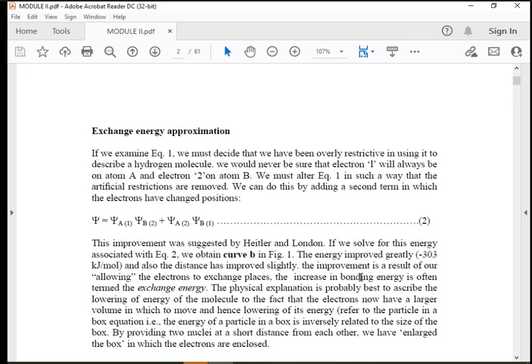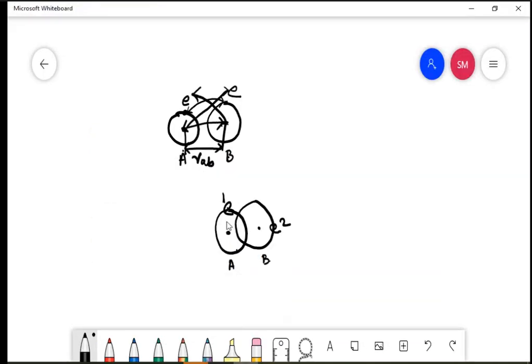Can you explain the exchange energy approximation once more? Yes. Once more, you see, here what happens when a bond forms? These two atoms come sufficiently close. Then there will be overlap in the orbitals. If you consider this is hydrogen, then this will be a 1s orbital and a 1s orbital. There will be overlap between the orbitals.